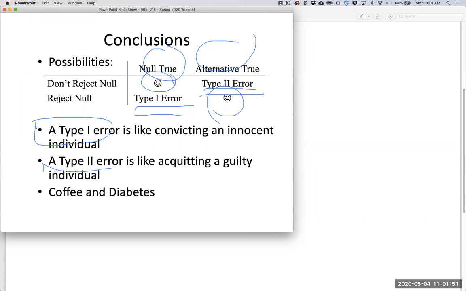Let's talk about a different study. Coffee and diabetes. The alternative hypothesis is that drinking 5 cups of coffee per day prevents the onset of type 2 diabetes. The null hypothesis is that coffee does not impact your chance of developing diabetes. The alternative is that coffee limits your ability to develop diabetes. It reduces that chance.